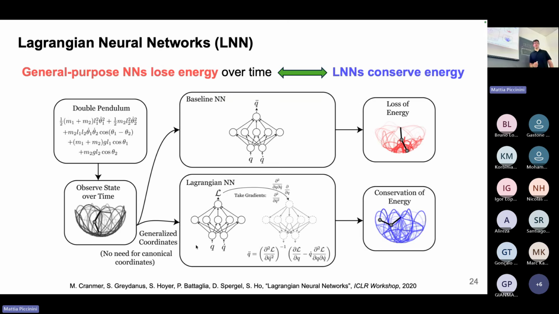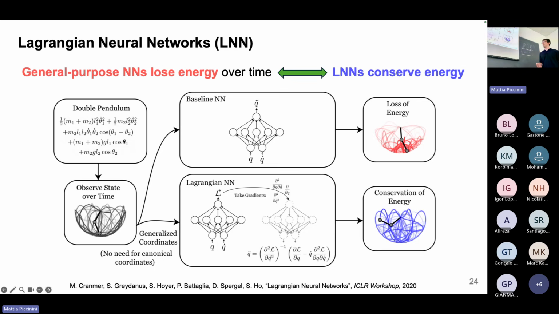And the thing is, by doing so, we can show that general purpose networks lose energy over time, while this construct, Lagrangian neural networks, LNNs, conserve energy. So this is an example with a double pendulum. These are the equations of a double pendulum. We can observe the state over time, as the pendulum moves.